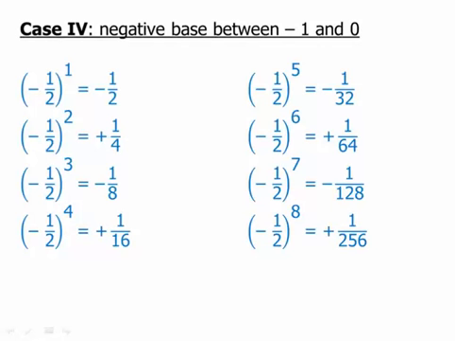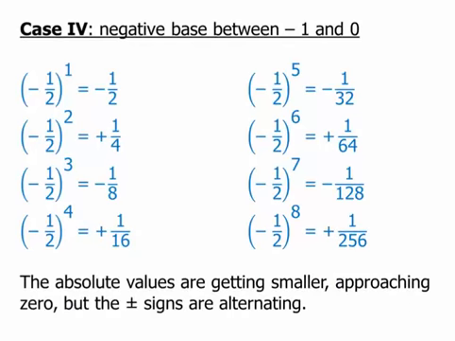So notice, similar to what was happening in case 2, the absolute values are getting smaller and smaller, but we're flip-flopping again between positive and negative. So we're getting closer to 0, but we're getting closer to 0 by jumping back and forth above 0 and below 0. We're approaching 0 by this kind of skipping pattern, going above it and below it and getting closer each time.